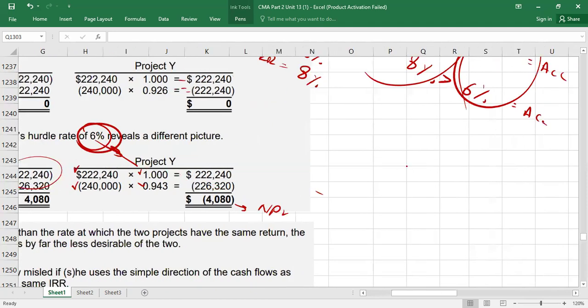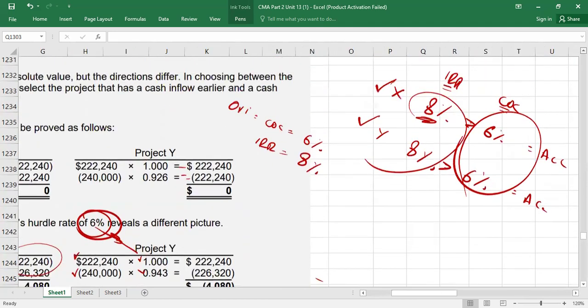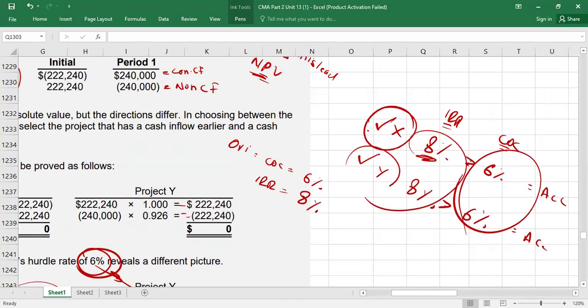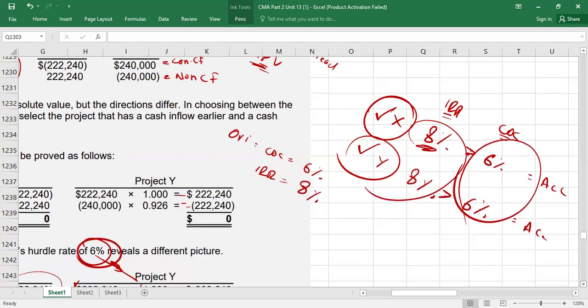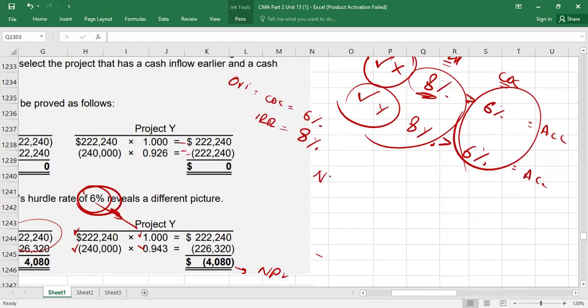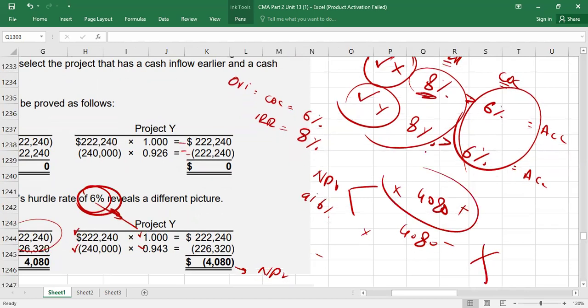Try to understand here. If you look just at the decision based on IRR, IRR was saying that X is acceptable, Y is also acceptable, because IRR is greater than cost of capital. But when you calculated the NPV of the project, for X the NPV is 4080 positive, and for Y it is 4080 negative at 6%. NPV says don't accept Y, accept X, right or wrong? But IRR is saying accept Y also. So these are conflicting results. IRR will mislead you if cash flows are non-conventional.